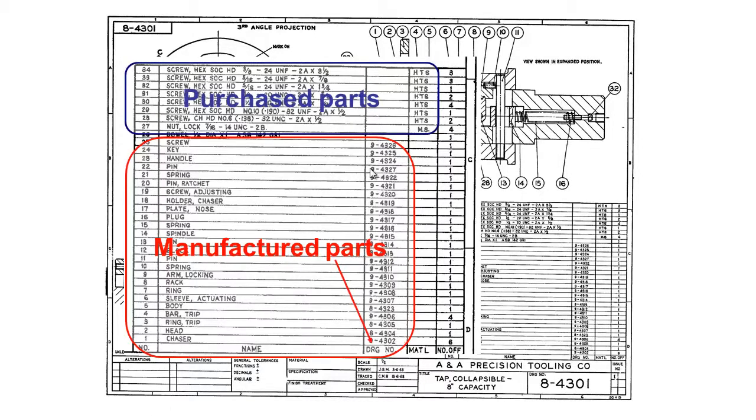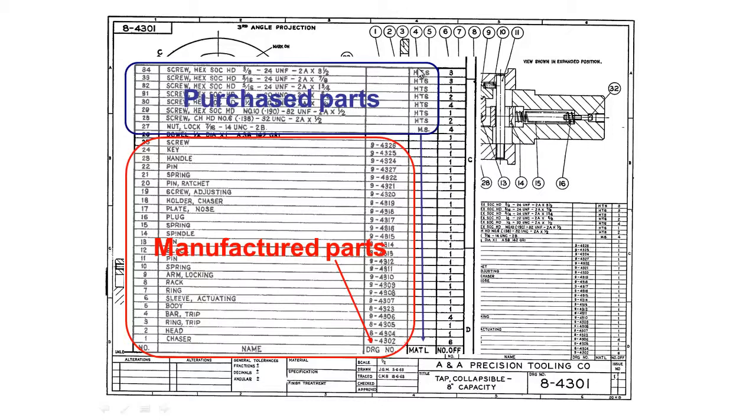Now in the top portion of our list of materials and parts, we have purchased parts. So these are just standard parts. So we've got screws, hex screws, dowel, lock nuts, and these are just things, so we don't have a drawing number because these are things that are commonly available. You know, you could go down to your hardware store and buy them.